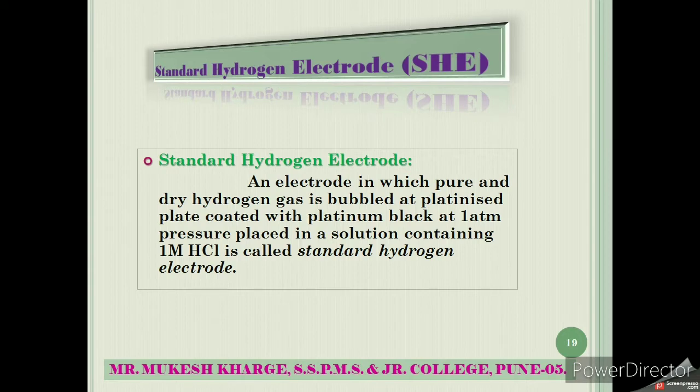So let us discuss in detail standard hydrogen electrode, SHE. First of all, what is the meaning of this SHE? An electrode in which pure and dry hydrogen gas is bubbled at a platinum plate coated with platinum black at 1 atmospheric pressure, placed in a solution containing 1 molar HCl solution or H plus ion solution, that is called standard hydrogen electrode.